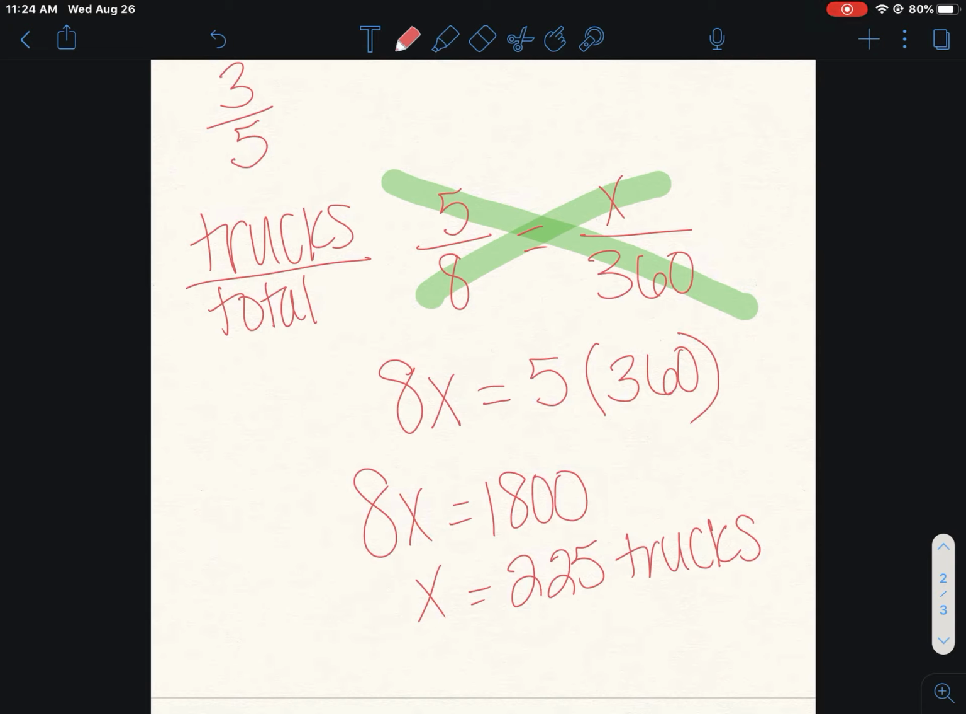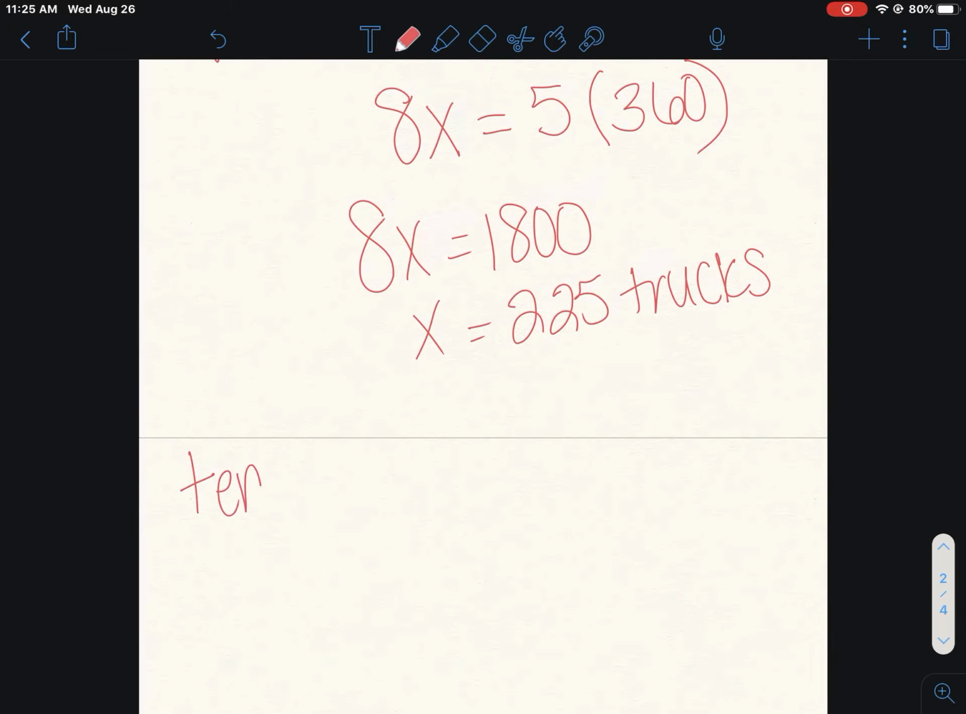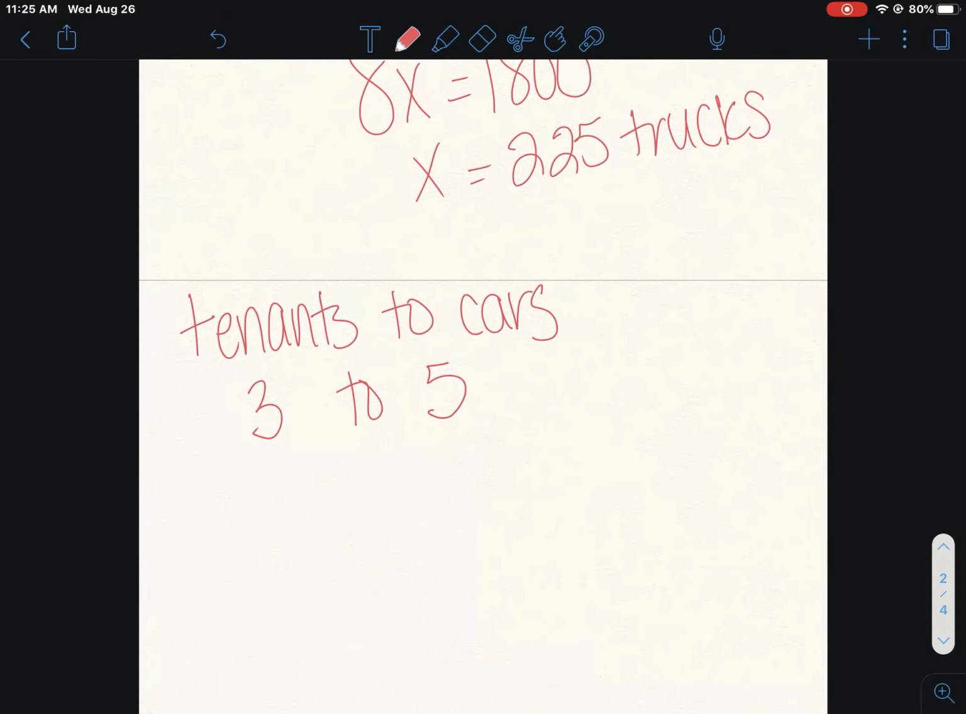All right. Let's see. The other one, let me find it. Okay, in a certain apartment building, the tenants, so we have tenants to cars. And they're saying the ratio is 3 to 5. So for every 3 tenants, there's 5 cars. If there are 30 tenants total, then how many cars are there?